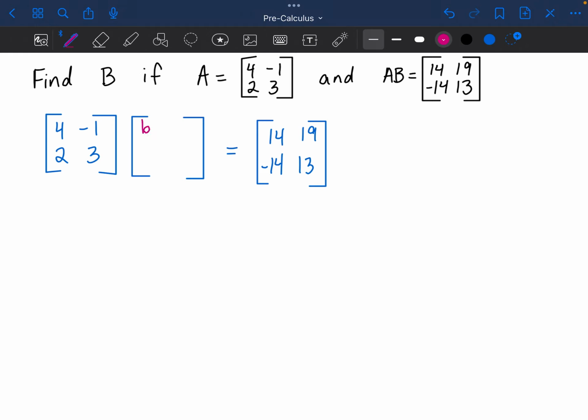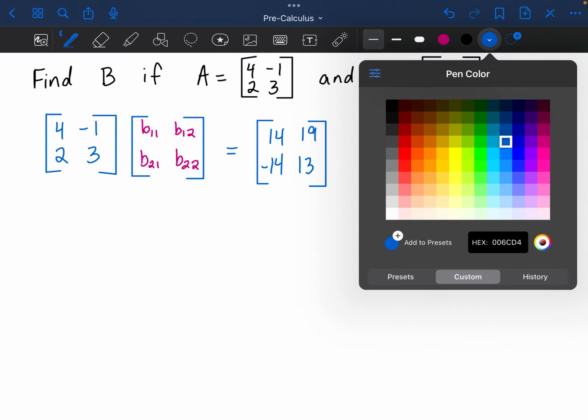So I'm going to label the elements B11, B12, B21, and B22. Remembering the rows come first, then the columns. So this first one is row 1, column 1 element for B. Then we can go through the process of doing matrix multiplication.